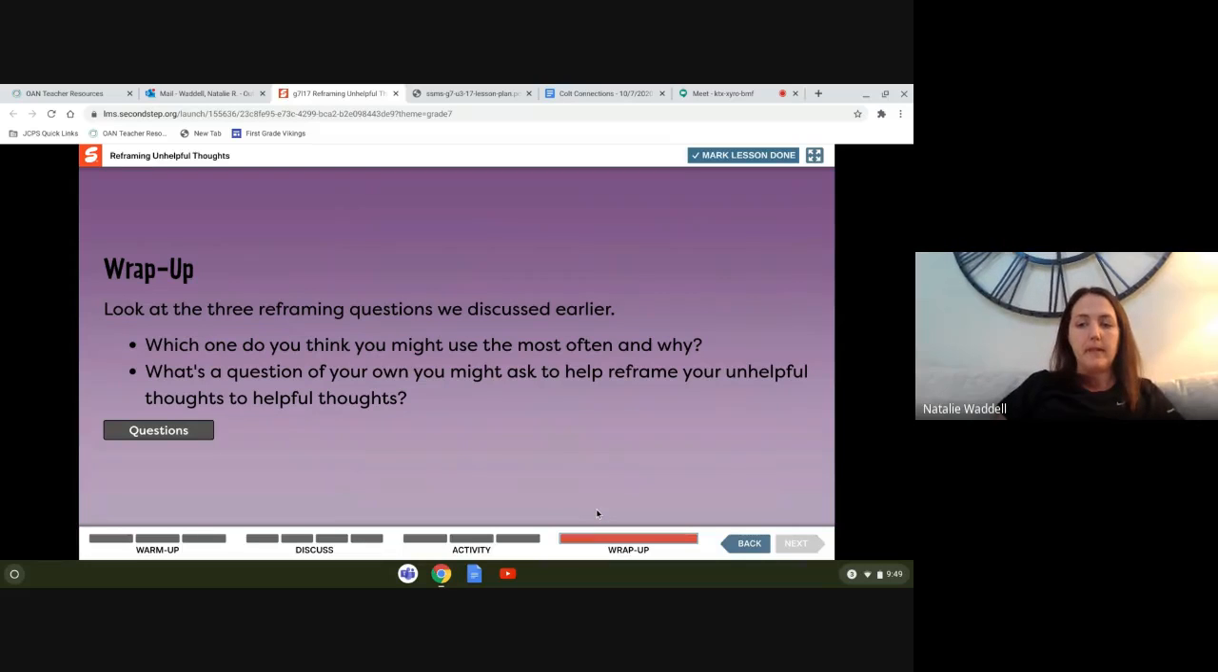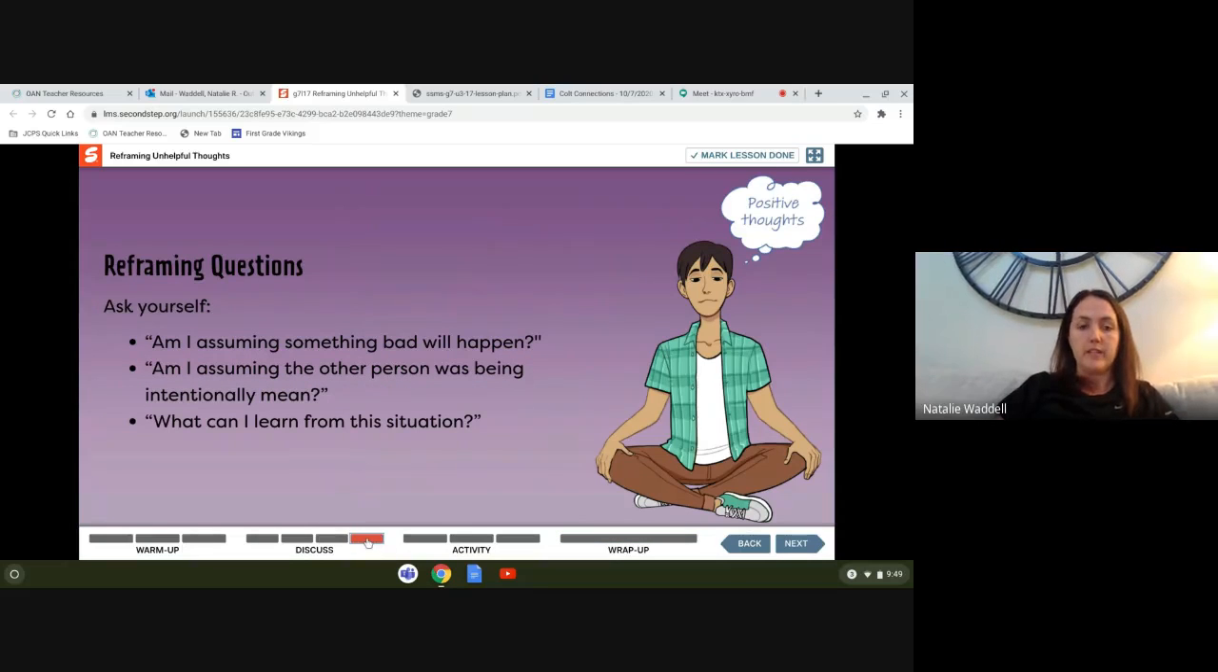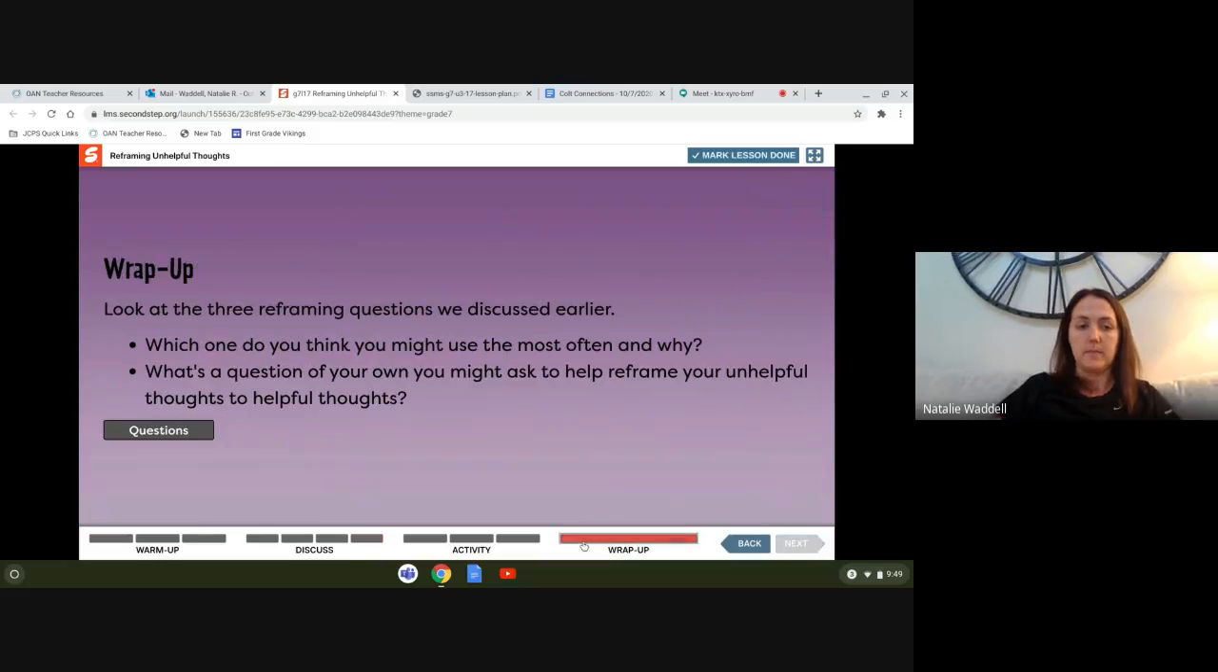To wrap things up, I want us to look at the three reframing questions that we discussed earlier. Am I assuming something bad will happen? Am I assuming the other person was being intentionally mean? What can I learn from this situation? Those are our three reframing questions. Which one do you think might be the most useful for you, and why? Which one do you think that you'll use the most often, and why?